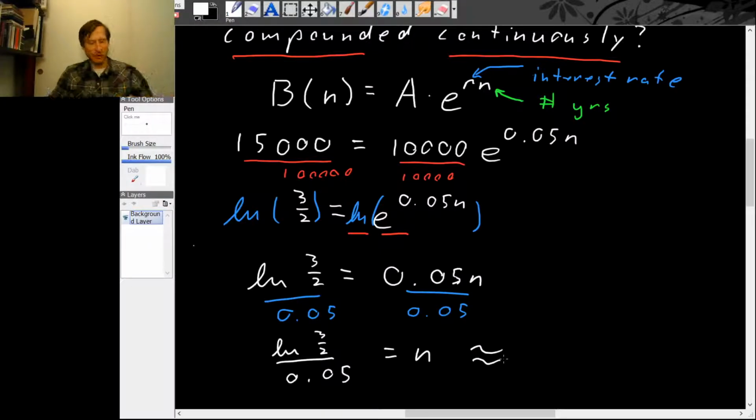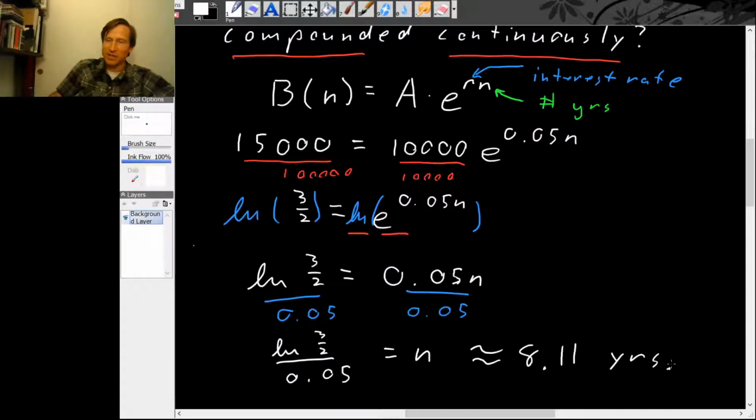And again, if you actually want to know what this number is, you can put it into a calculator. Natural log of 1.5 divided by 0.05 is about 8.11, and this is in years. So that initial $10,000 grows into $15,000 after about 8.1 years.